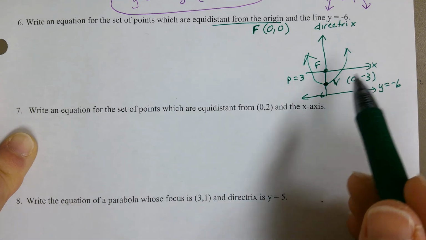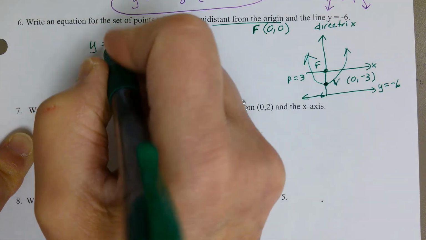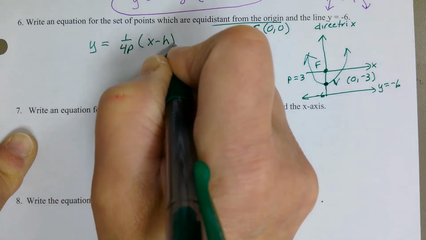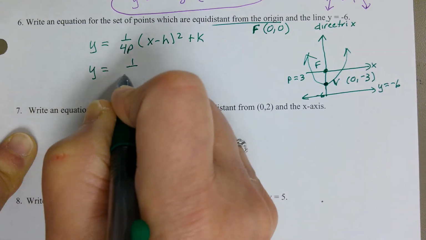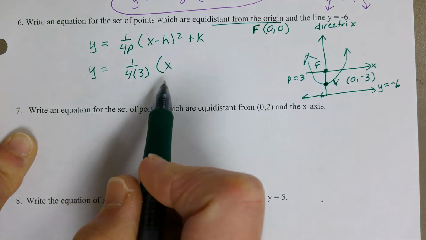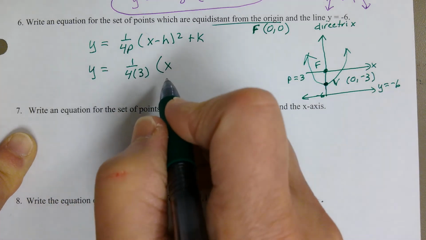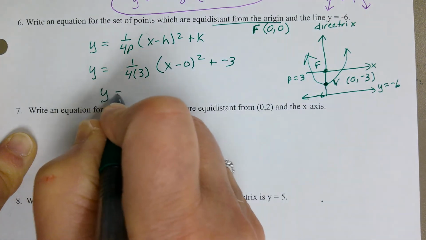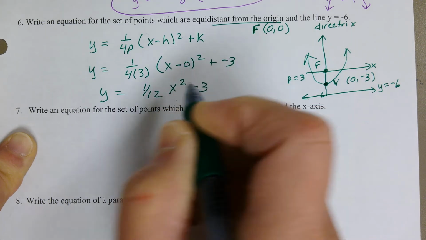We have the two things we need: vertex 0, -3, p-value of 3. Substituting into y equals 1/4p times x minus h squared plus k. You don't have to show this middle step here. You could go right to the simplified equation if you like. Y equals 1/12 times x squared minus 3.